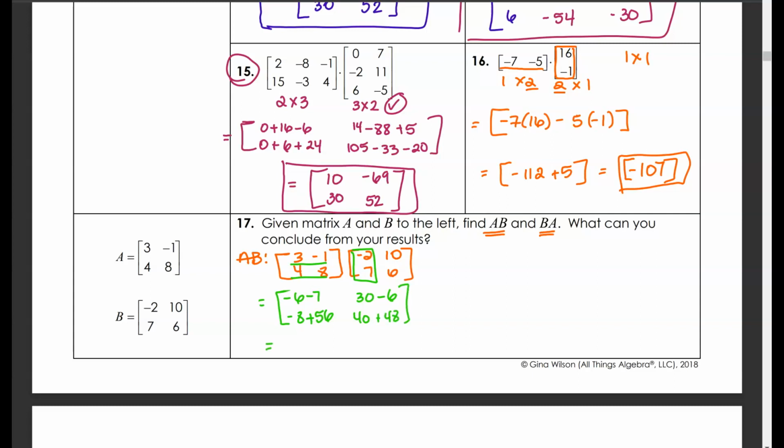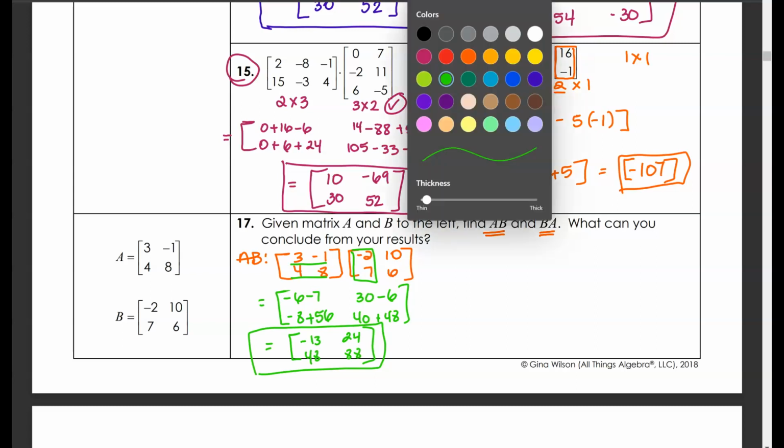So my AB matrix I end up with is negative 13. Negative 8 plus 56 gives me a positive 48. 30 minus 6 gives me a positive 24. 40 plus 48 gives me a positive 88.